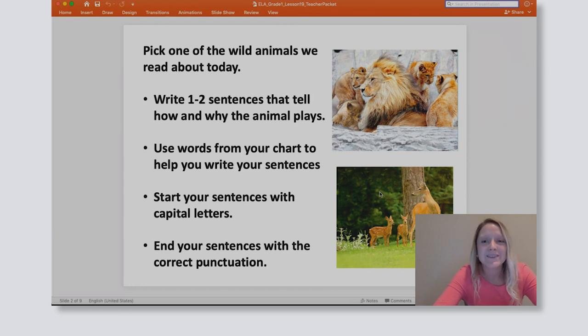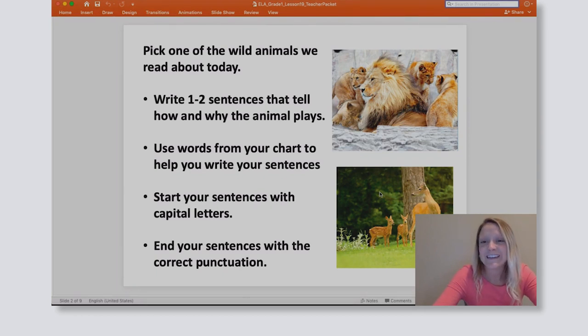Now, boys and girls, today we are going to be asking and answering questions about our key details in our text. We're also going to be using a graphic organizer to collect all those pieces of information, and this is what we're going to be collecting information about today. Why do animals play?